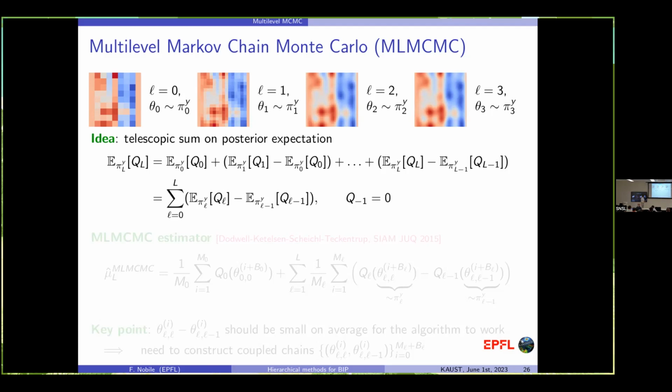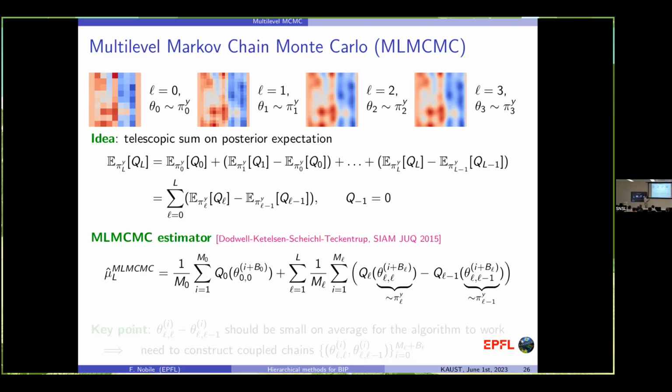Now, as I said, there are several ideas around. AJ is an expert on this, on how to approximate in a clever way these differences so that the variance of the estimator gets smaller and smaller when you go to finer levels. So what we have explored is the idea that was proposed in the paper by Dodwell, Ketelsen, and Teckentrup, that is summarized in this estimator here. Essentially, we run Markov chain Monte Carlo for each one of those terms, and we build an ergodic estimator.